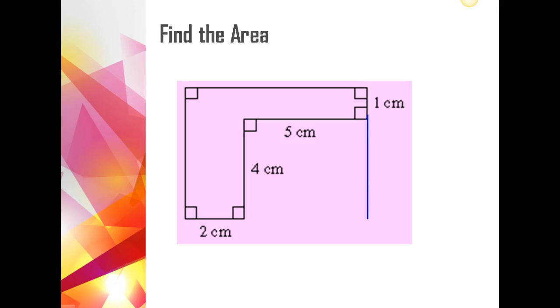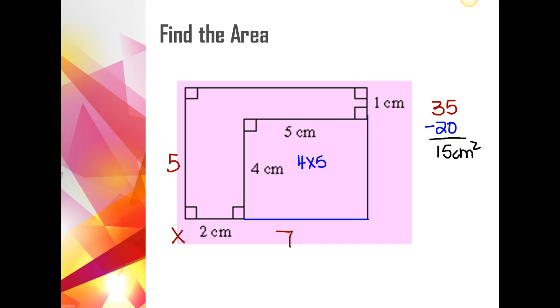In the previous examples, we determined that the complete lengths are 5 and 7. To find the area of the complete rectangle, we'd multiply 5 times 7 for an area of 35 centimeters squared. Then you'd need to subtract this part that's not included. That is 4 times 5, or 20 centimeters squared. And once again, we end up with a result of 15 centimeters squared.